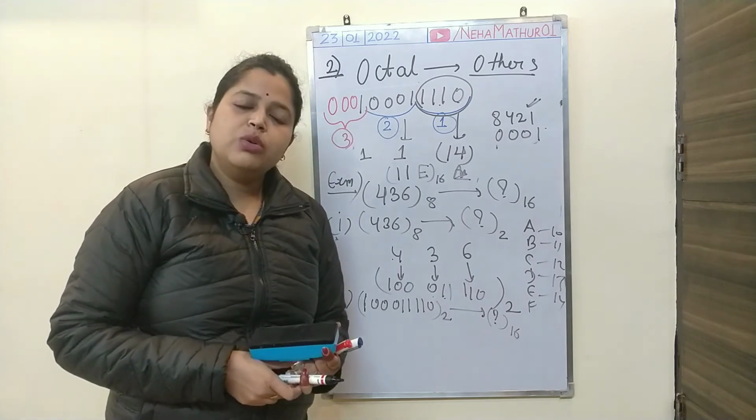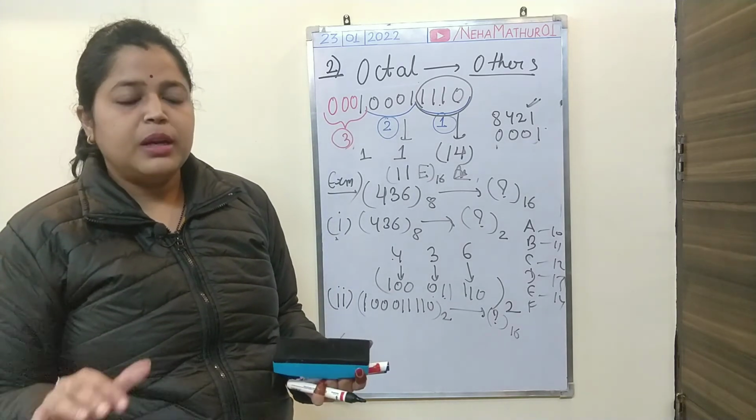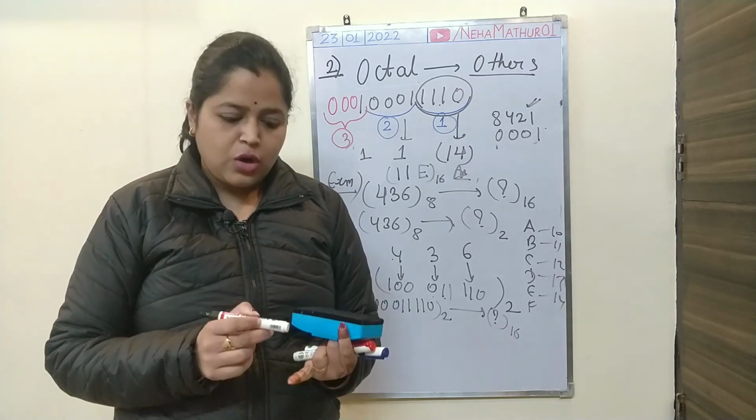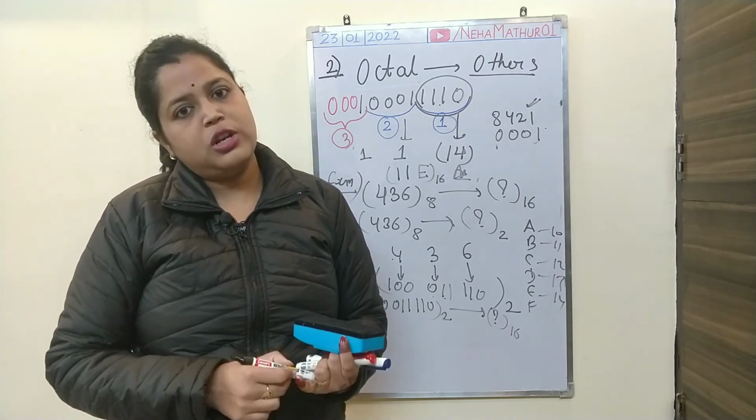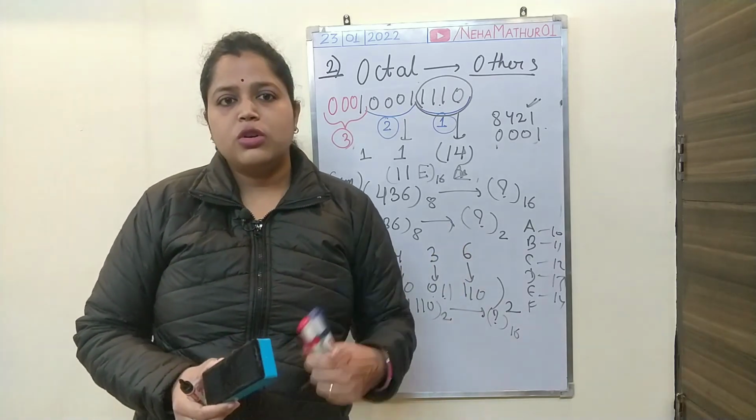So this is all about how you can convert any octal number system into others. You can convert octal into binary, octal into decimal, octal into hexadecimal as well. So fine. This is all about the conversion of octal into others.